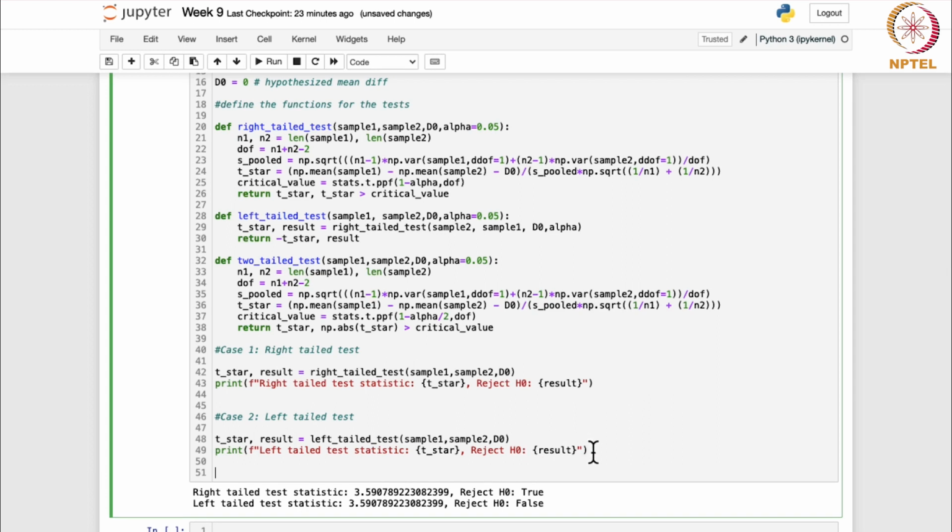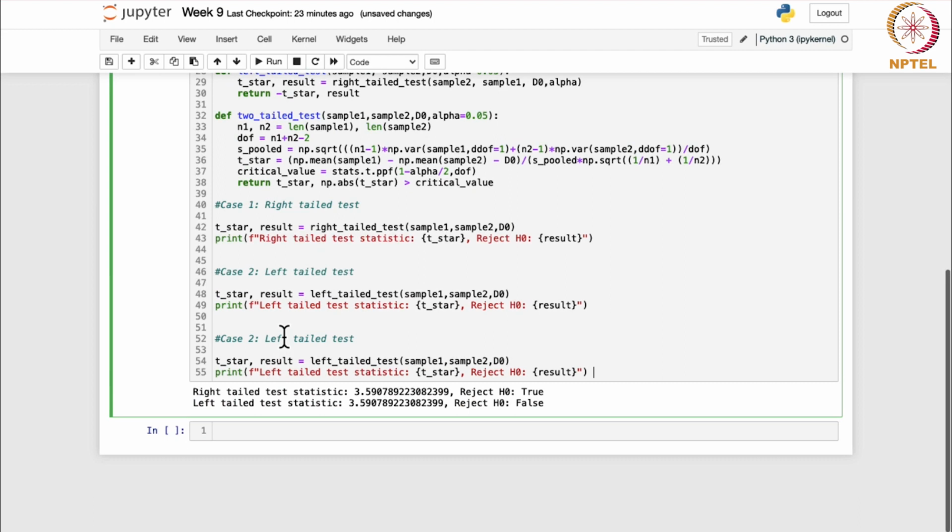Likewise, if you look at the two-tailed test, this is your third case. Okay, so here we are going to call your two-tailed test.